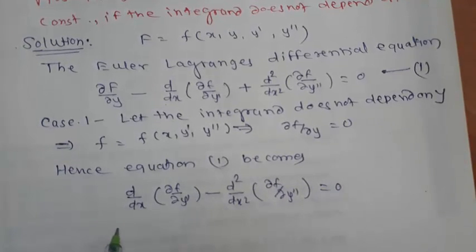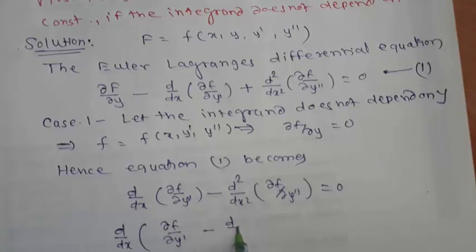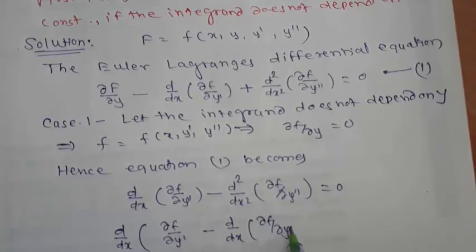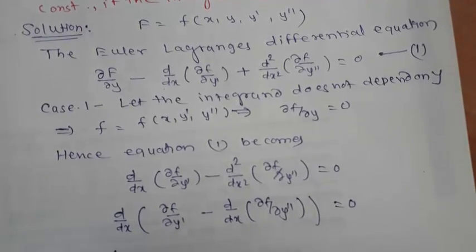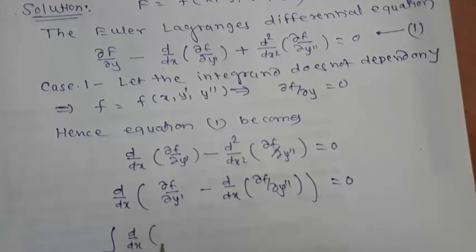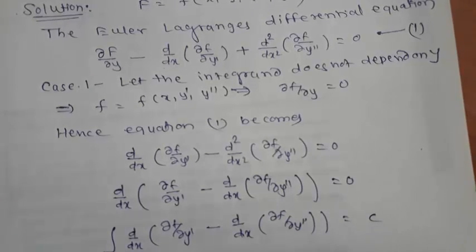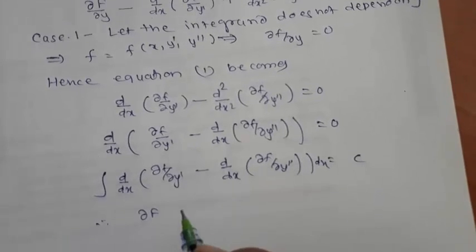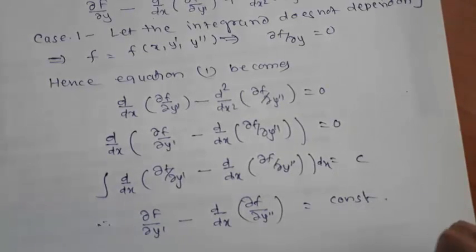This can be written as d by dx of dou f by dou y dash minus d by dx of dou f by dou y double dash equal to 0. Integrating this equation, we will get integration of d by dx of dou f by dou y dash minus d by dx of dou f by dou y double dash equal to constant, and therefore integration and differential dx get cancelled, and we will get dou f by dou y dash minus d by dx of dou f by dou y double dash equal to some constant. This proves the first case.